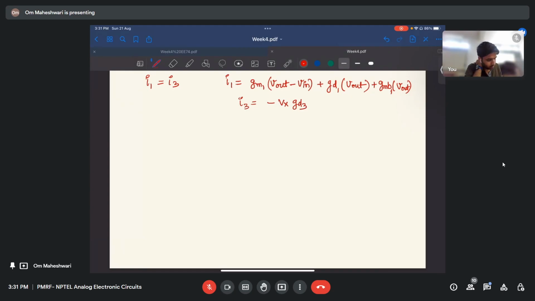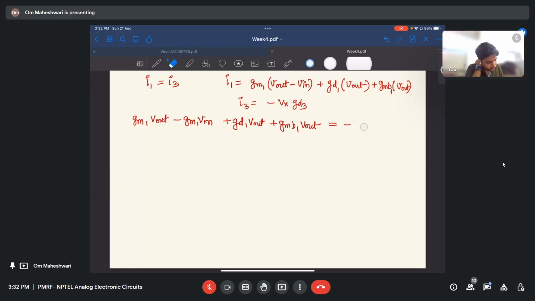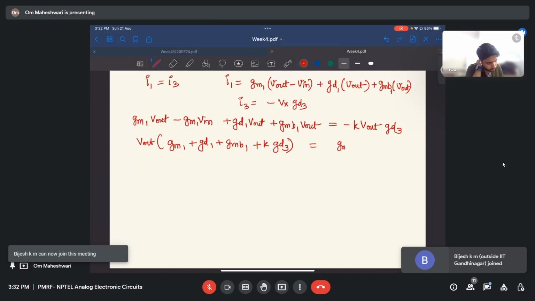Okay, so now let me write it. GM1 V out plus, minus GM1 V in plus GD1 V out plus GMB1 V out equals to minus Vx. Vx I'll write KV out, KV out GD3. So let's take V out common. GM1 plus GD1 plus GMB1 plus K GD3 equals to GM1 V in.